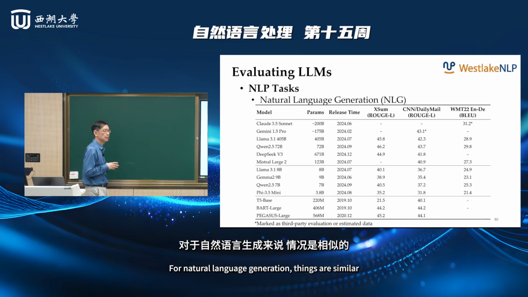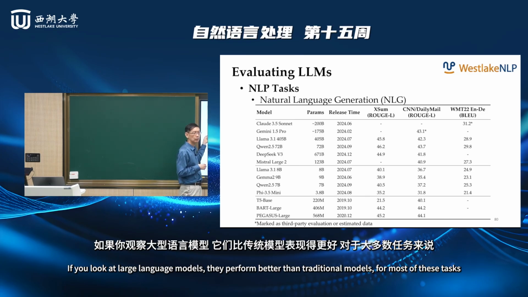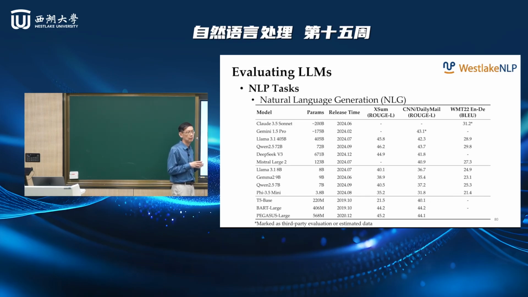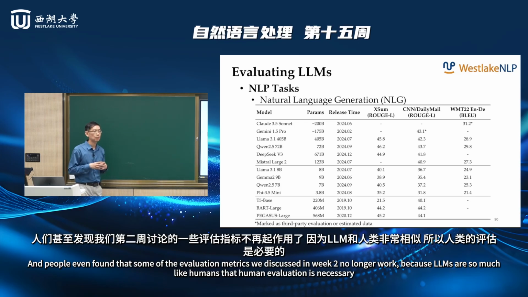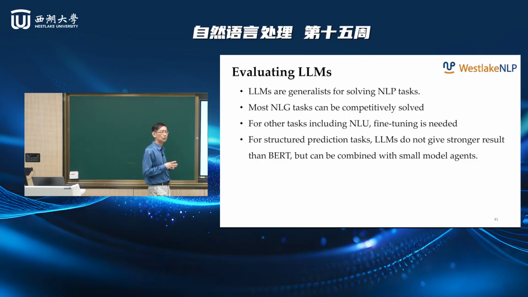For natural language generation, things are similar. So people have been working on machine translation, text summarization, open question answering, etc. Right? And if you look at large language models, they perform better than traditional models, okay, for most of these tasks. And people even found that some of the evaluation metrics we discussed in week 2 no longer work, because LLMs are so much like humans that human evaluation is necessary.